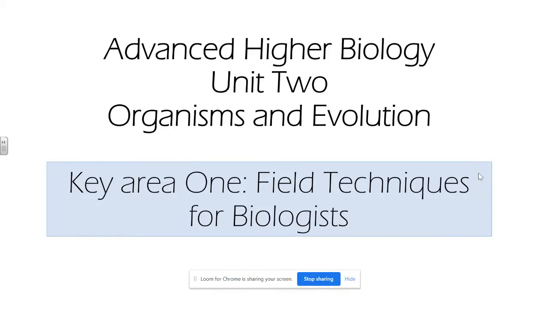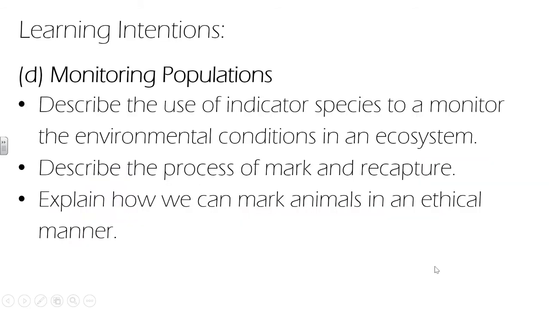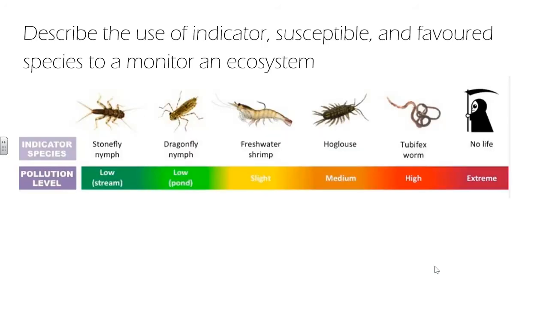This video covers Advanced Higher Biology, Unit 2, Organisms and Evolution, specifically Key Area 1, Field Techniques for Biologists. We're going to look at monitoring populations, which is subsection D: describe the use of indicator species to monitor the environmental conditions in an ecosystem, describe the process of mark and recapture, and talk about how it can be carried out in an ethical manner.